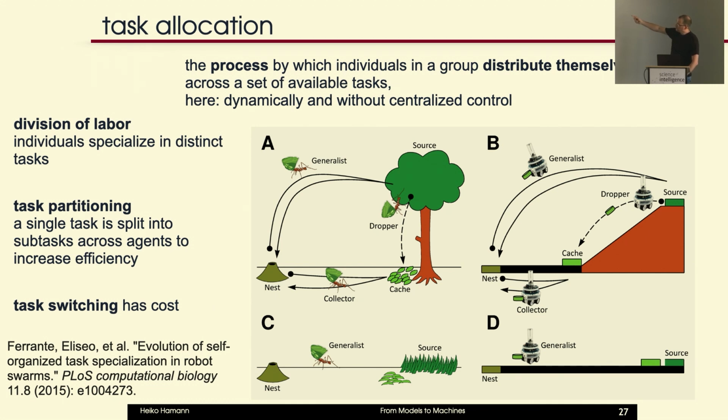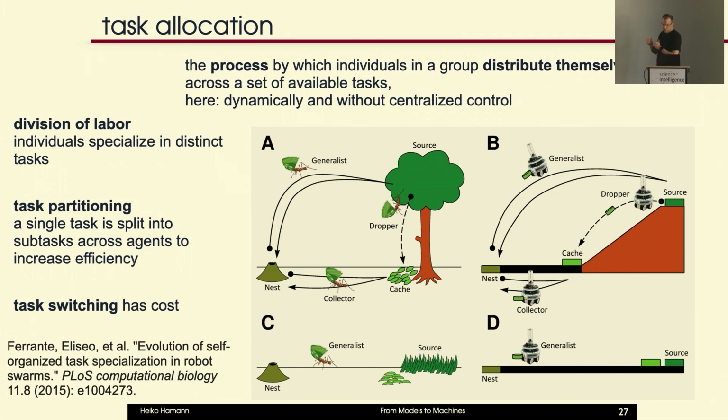And there's two ways of doing that, right? You could have only generalists. They climb up the tree, cut a leaf, walk down, go all the way to the nest. Or you do actually division of labor and task partitioning. That means you have collectors that just pick up whatever fell down from the tree. And up in the tree, you have another group of ants that just cut leaves all the time and make sure in the cache, just beneath the tree, there are always some parts of leaves there for the collectors.